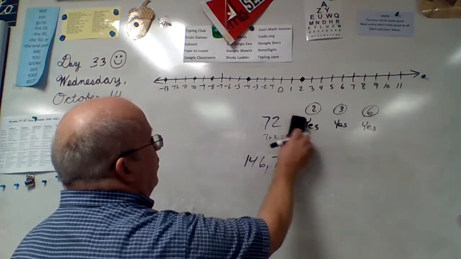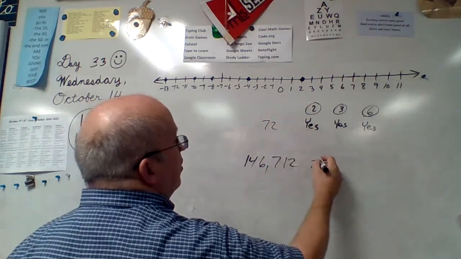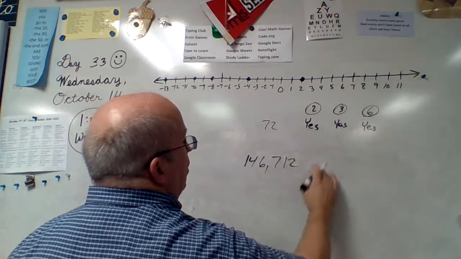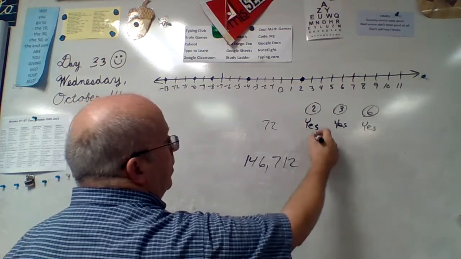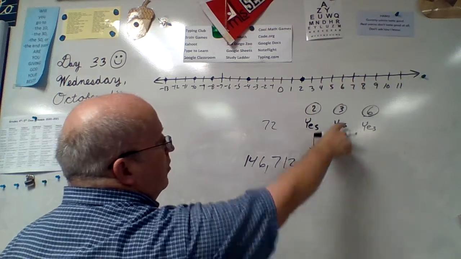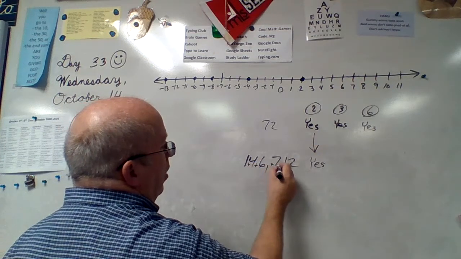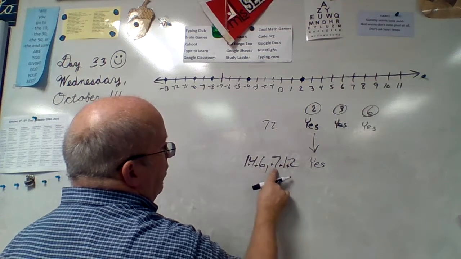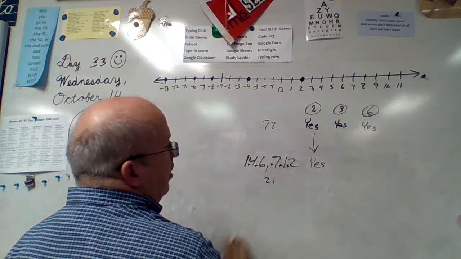Okay, let's try this harder one. Is it, first of all, divisible by 2? And the answer is yes, it is divisible by 2. How do I know it's divisible by 2? Because it ends in a number that's divisible by 2, right? Is it divisible by 3? I don't know. Let's add up all the digits. 5, 11, 18, 19, 20, 21. The digits add up to 21.